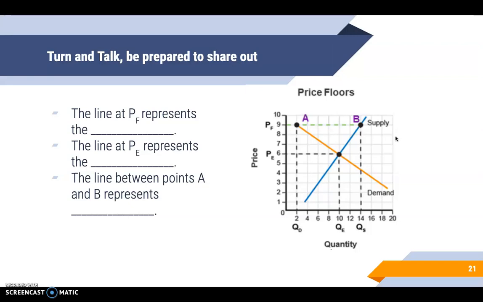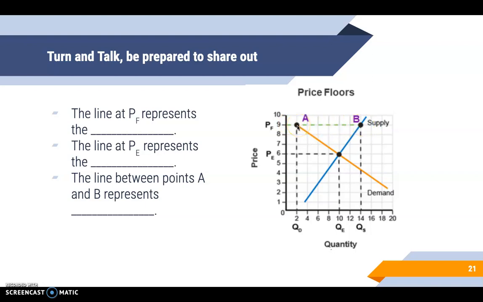Let's take a look. So the line at PF, so I'm looking for PF, and this represents what? And then we're looking at the line at PE, and this represents what? And then the line between points A and B, so this green line right here, what does that represent? So if you don't have the answers yet, I suggest you pause it because I'm going to give it to you right now.